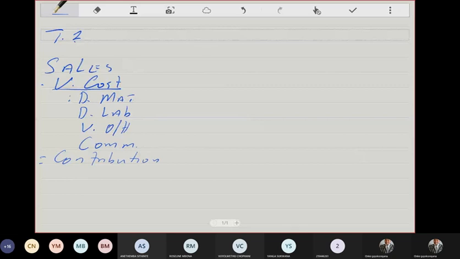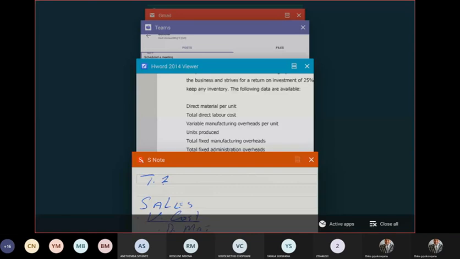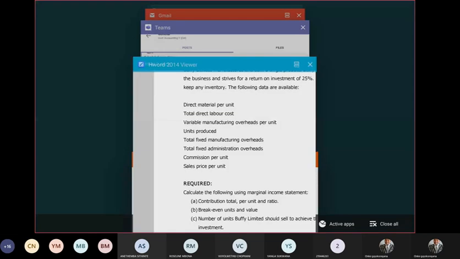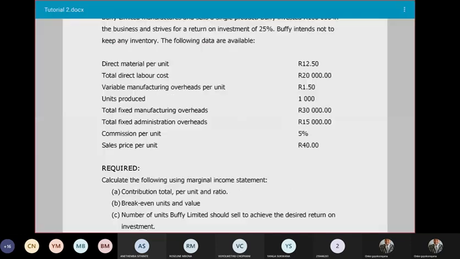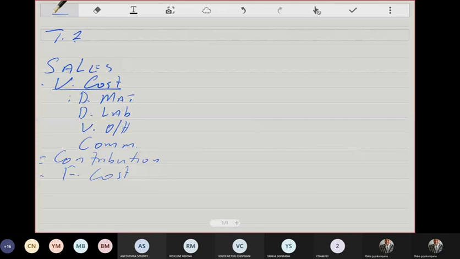Then we minus fixed cost. You look at your fixed cost that we have there. You've got your total fixed manufacturing and your fixed admin. So those are the fixed costs that we have, manufacturing and admin. These are the fixed costs that we have to arrive at our profit or loss.